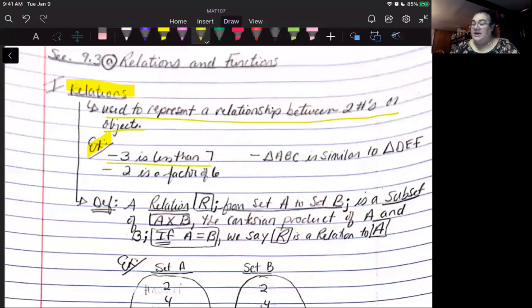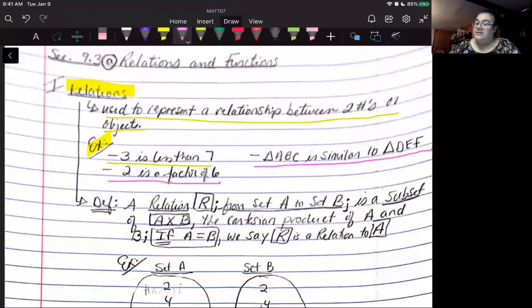If you say that 2 is a factor of 6, that's also a relation. Think relationship. We're basically stating that there is a relationship between these two numbers, and that relationship is what we're stating. We're stating that 2 is a factor of 6, okay? Here we're stating the relationship that triangle ABC is similar to triangle DEF. That's a relation that we might discuss in a class of geometry.